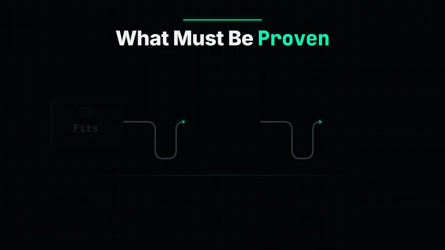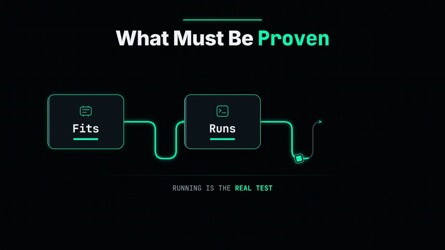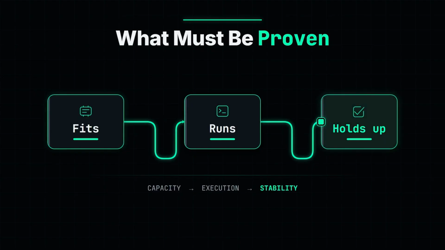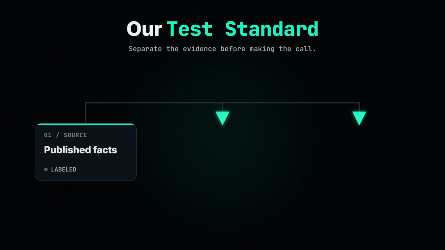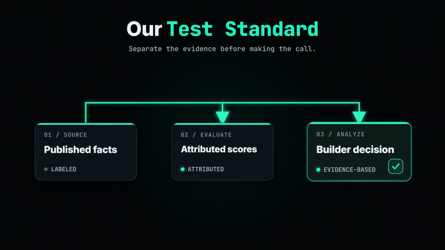A model's learned numeric settings are called weights. Downloading them proves access, not whether your machine runs them well. So we'll label published facts, Qwen's own evaluations, and our practical analysis. That separation keeps your download decision evidence-based.